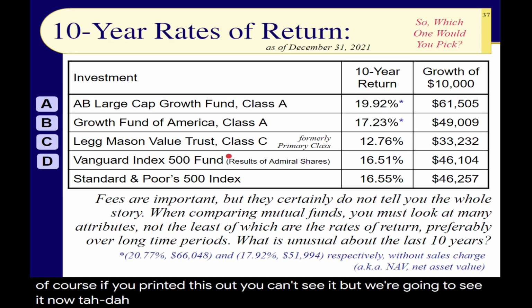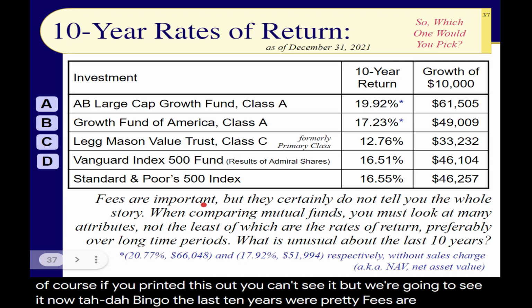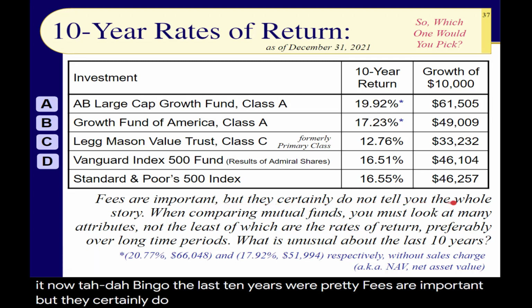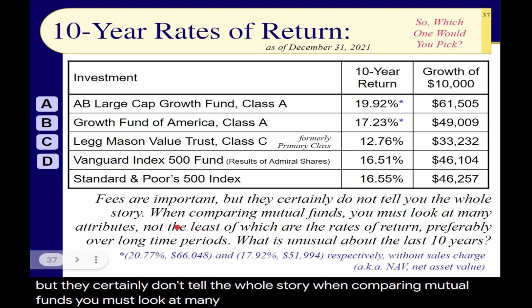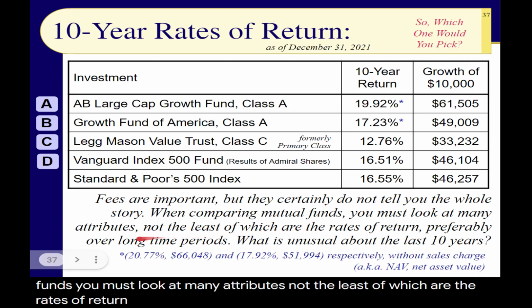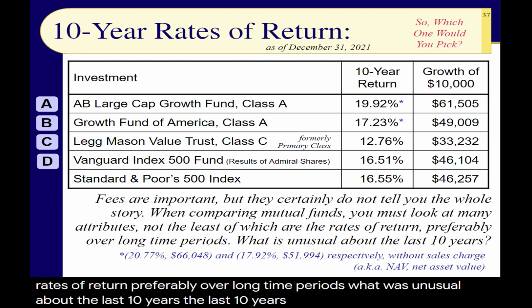Ta-da! Bingo! The last 10 years were pretty darn good 10 years. Fees are important, but they certainly don't tell the whole story. When comparing mutual funds, you must look at many attributes, not the least of which are the rates of return, preferably over long time periods. What was unusual about the last 10 years? The last 10 years have been growth.